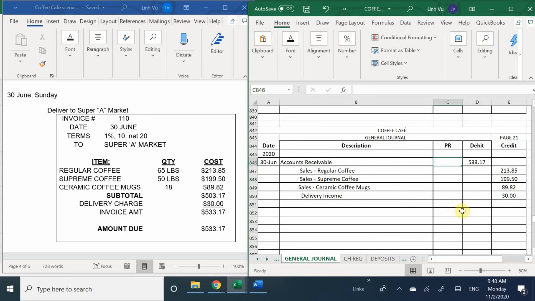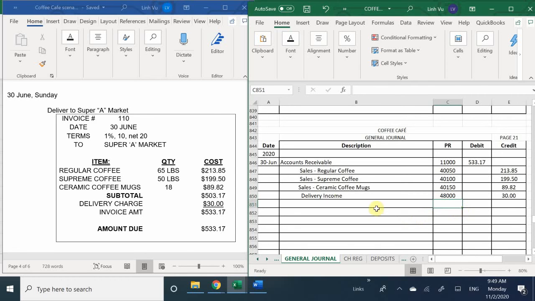Okay, the account numbers are general account. Just please bear with me, class. Take your time. Accounts receivable is 11,000. The sales, regular coffee is 40,050. Sales Supreme Coffee is 40,100. Sales coffee mugs is 40,150. And delivery income is 48,000.